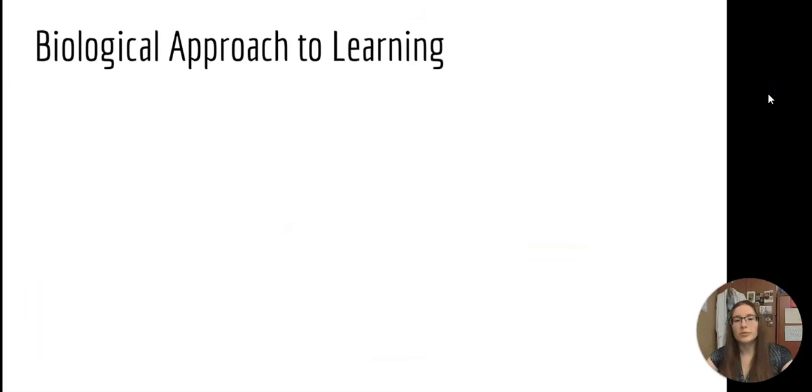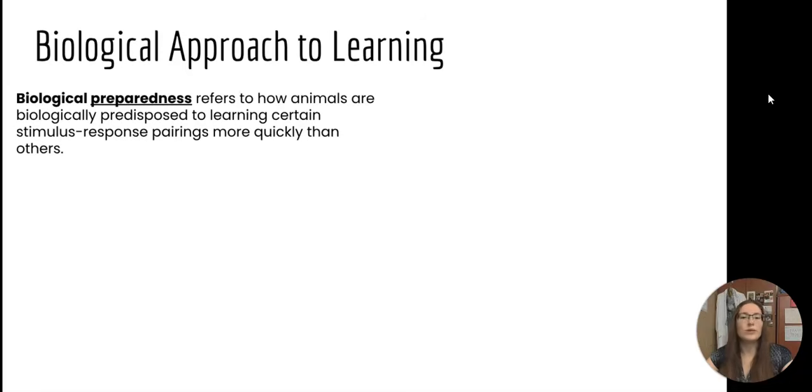There's also the biological approach to learning that we'll see in this unit, and one of the biggest ideas we'll see here is biological preparedness, which talks about how animals and humans are biologically predisposed to learn certain stimulus-response pairings more quickly than others. These are typically going to be things that are predisposing us to survival. So it's kind of that evolutionary approach, but instead of us talking just about the genes and how we got here, it's about how our genes are influencing our actions in our present day, making it more biological.